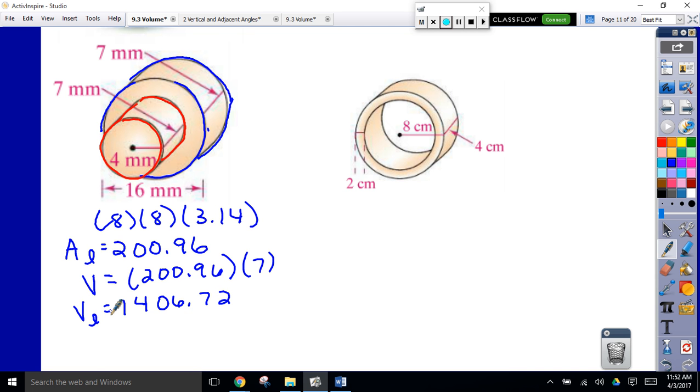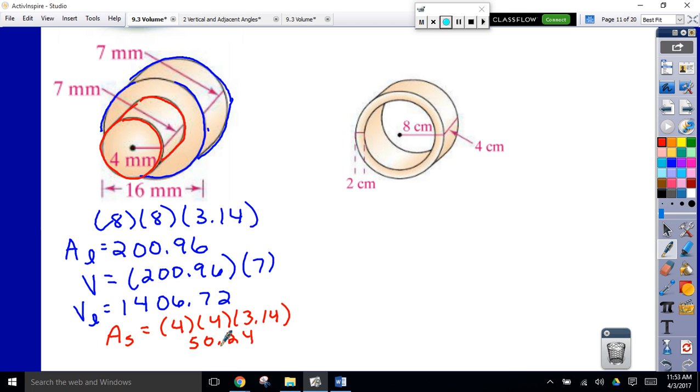Now let's find the volume of the small cylinder. Michael, what's the radius of the small cylinder? Yeah, it is 4 because it's just showing the segment that's halfway across. So to find the area of the small circle, we need to do 4 times 4 times 3.14. What do we get when we do that? 16 times 3.14. 50.24. All right, 50.24.